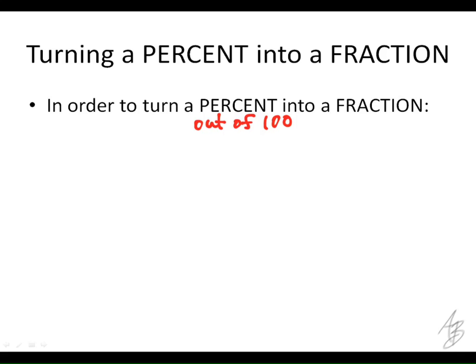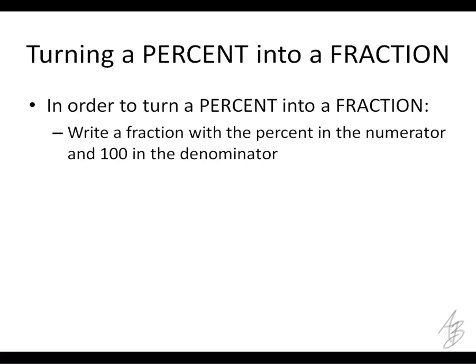So how would I write that as a fraction? How would I write 50% as a fraction to show that it's 50 out of 100? I would write it as 50 over 100. So all we have to do to write a percent as a fraction is to write a fraction with the percent in the numerator and 100 in the denominator. We put the 100 in the denominator because it's out of 100.